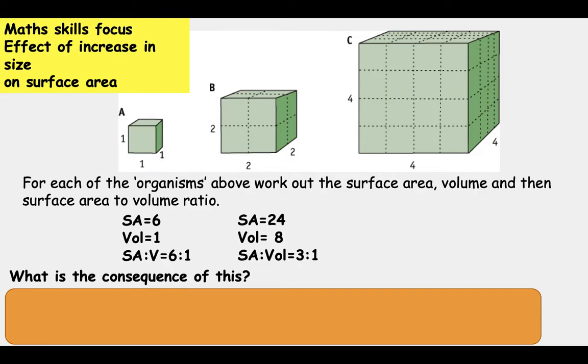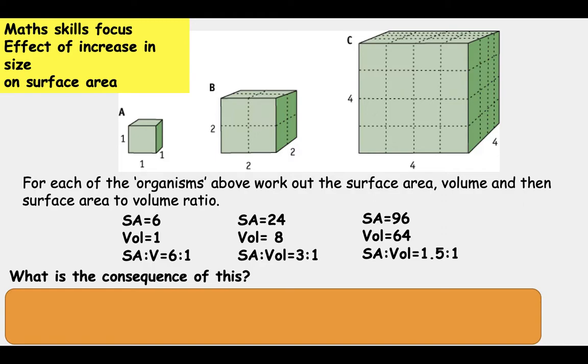For my 4x4x4 cube, my surface area is now 96, because I've done 4 times 4 to get the area of one face, times that by 6, which is 96. For the volume, I've done 4 times 4 times 4, because that's my height, width and length, so I've got 64 there. So 96 divided by 64 is 1.5, so my surface area to volume ratio is 1.5:1.